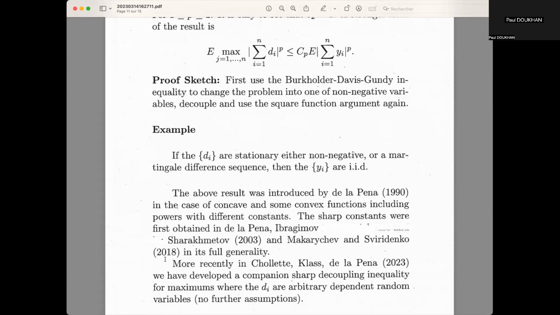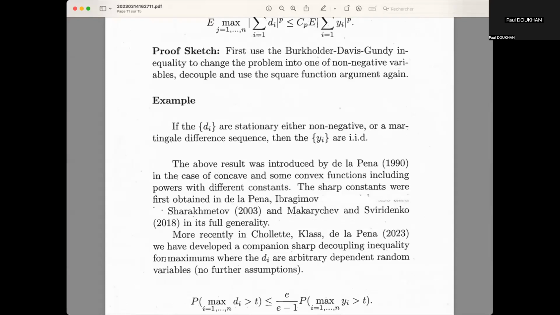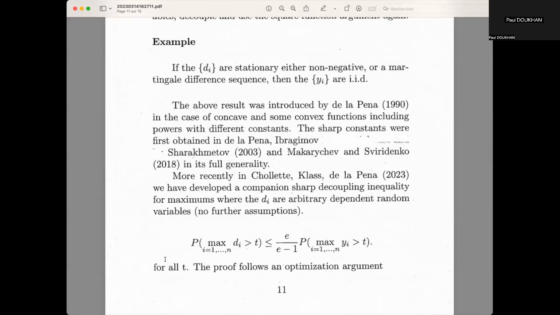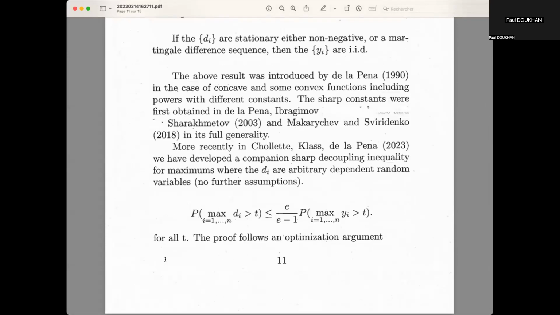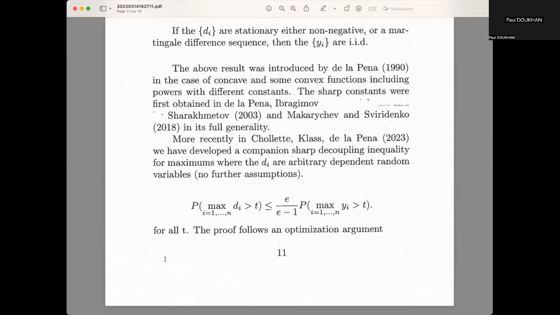Okay, so now let's go to the next result. This is a result for this conference. So you have arbitrarily dependent variables, and here you have the tail probability of this is less than or equal to e over e minus 1 times the tail probability of the sum of the independent variables bigger than t. And this constant is sharp.